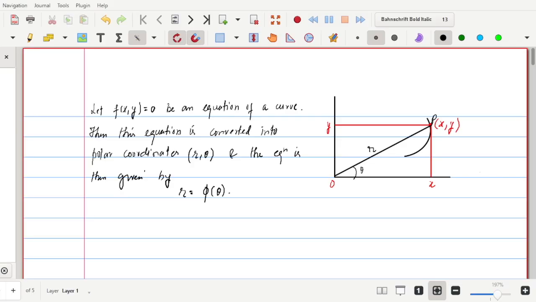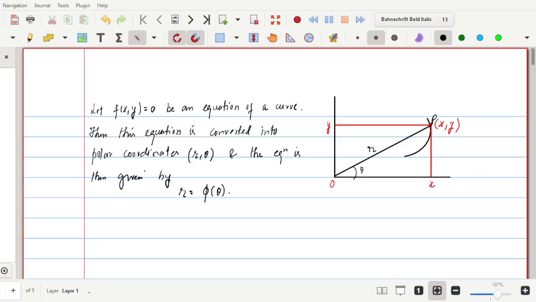And then when we convert our given curve, which is given in the form f(x, y) = 0, using this (r, theta), the new equation so obtained is r as a function of theta, because when this theta changes, this radius vector will also change. This OP is known as the radius vector. So when we increase or decrease this theta, this radius vector will go up and down and so on. So r depends on theta, and in fact, theta also depends on r.